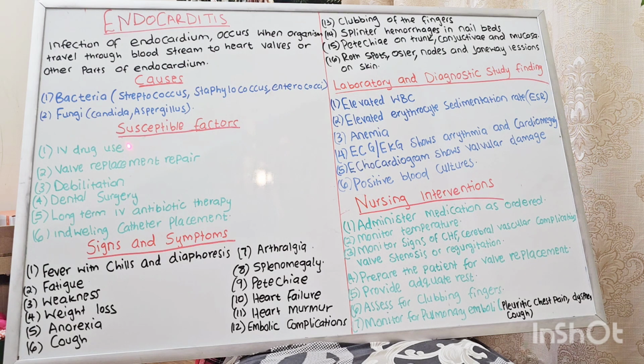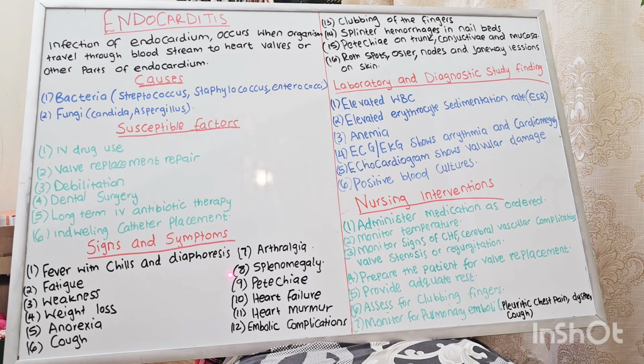Now let's talk about susceptible factors: IV drug use, valve replacement, repair, debilitation, dental surgery, long-term IV antibiotic therapy, indwelling catheter placement. Usually when a patient has a history of endocarditis, they give prophylactic antibiotics before doing any procedure to prevent bacteria.